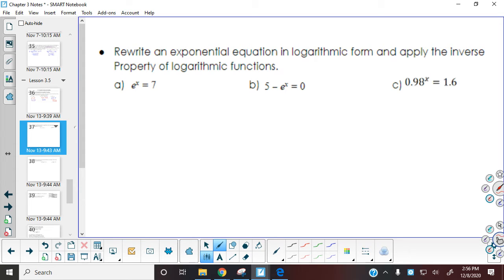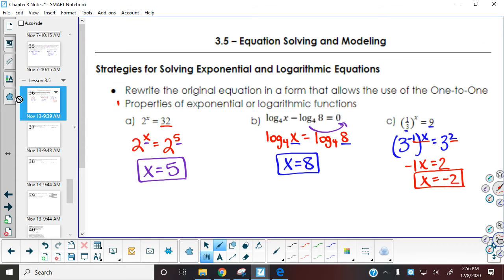Your second set of examples is when you are rewriting an exponential equation in logarithmic form. First off, you're going to ask, what is the inverse? In other words, how am I going to undo my exponential to get that x out of the exponent? Since that's a base e, to get rid of that, you are going to do the natural log.